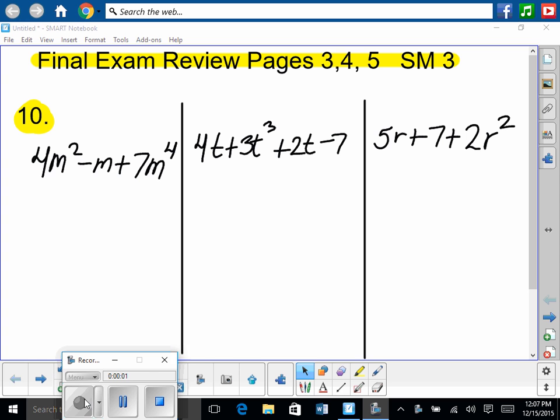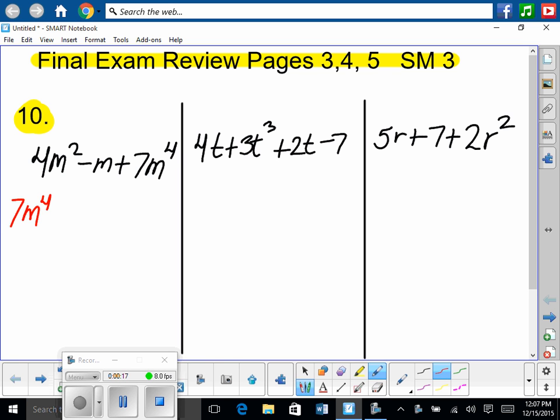This is the final exam review for pages 3, 4, and 5. On page 3, we're starting with number 10. We're asked to write each polynomial in standard form and then classify it. To classify it correctly, it has to be in standard form, so highest degree to lowest degree.